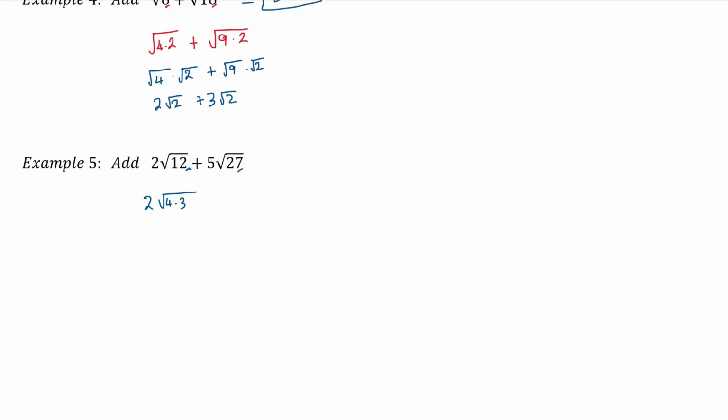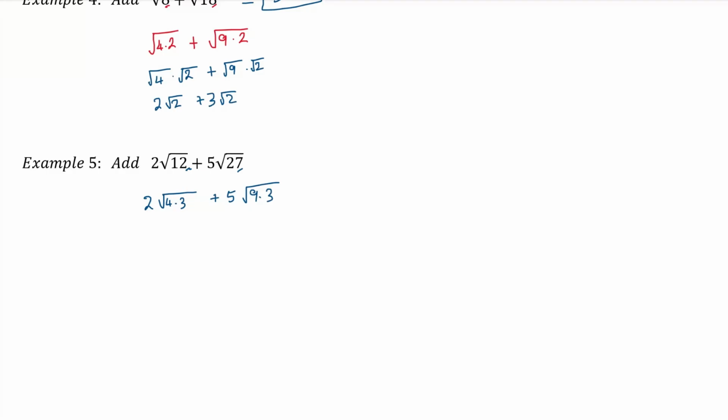We're using 4 and 3 because we can take the square root of 4. So you cannot just use any numbers that multiply to give you 12. One of them must be a perfect square. All right, so you cannot use 6 and 2. So for 27, it's going to be 9 times 3.